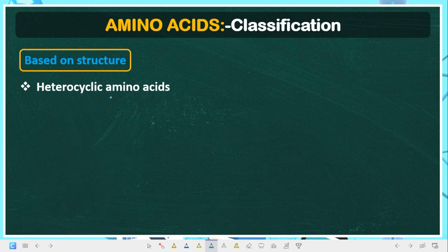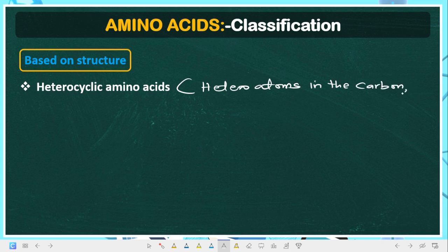Now let's look at the next one. The next one is the heterocyclic amino acid. The first question you need to ask yourself here is, what are heterocyclic compounds? Heterocyclic compounds are compounds that have heteroatoms in the carbon chain. When you say it has heteroatoms in the carbon chain, it means it has other atoms like oxygen, sulfur, nitrogen, etc. on the main carbon chain.